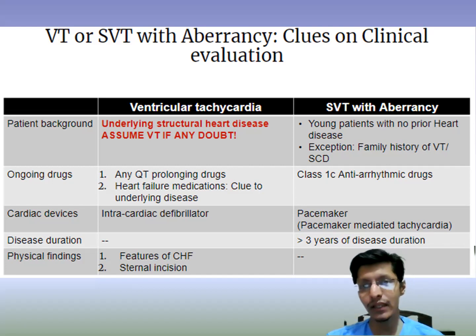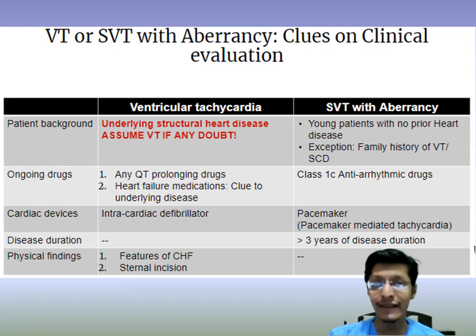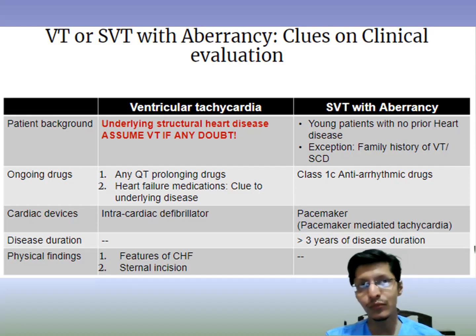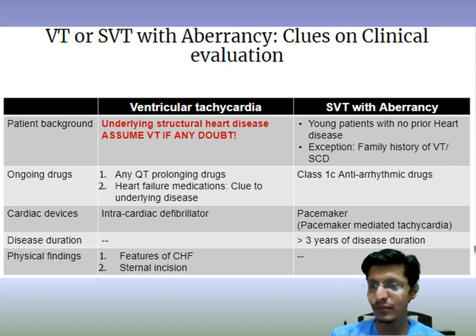So a patient will give you a history. A supraventricular tachycardia with aberrancy will give you a history where the patient will be young. He will not have any prior structural heart disease, except some kind of family history. When you ask more, the patient will be on antiarrhythmic class 1C and usually on a pacemaker in the past, and the duration of the disease will usually be more than 3 years, which has been running in the family or presumed by the patient. But in ventricular tachycardia, none of such things will happen.